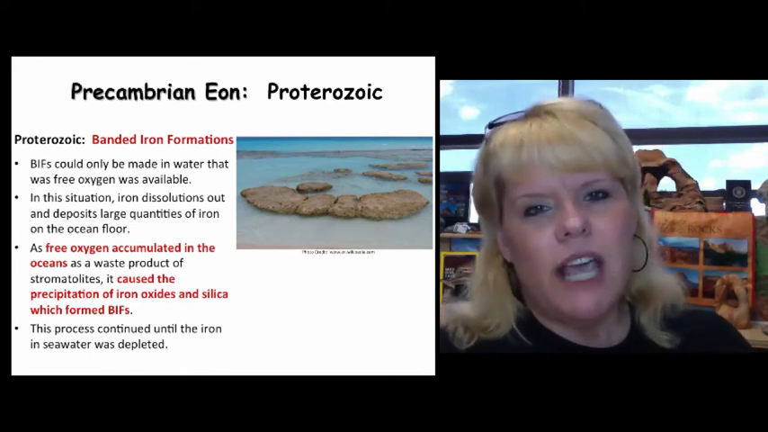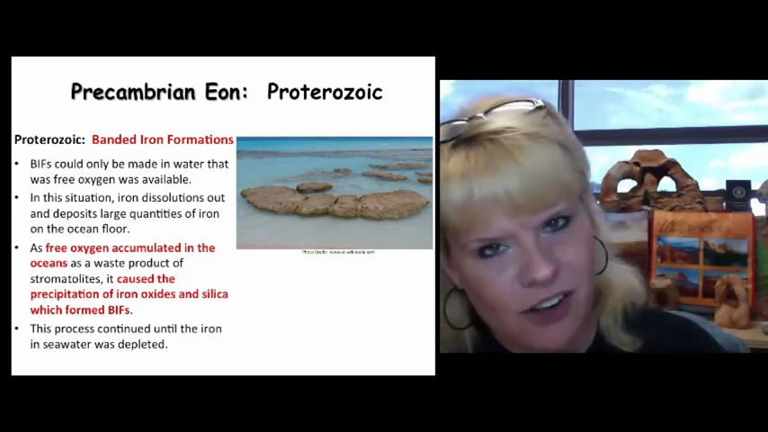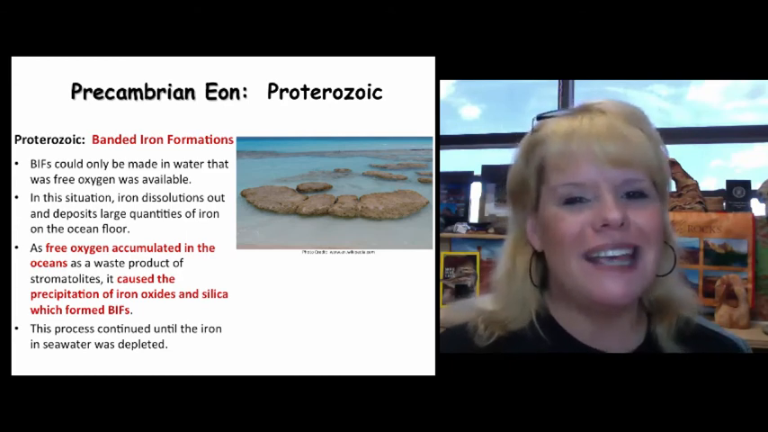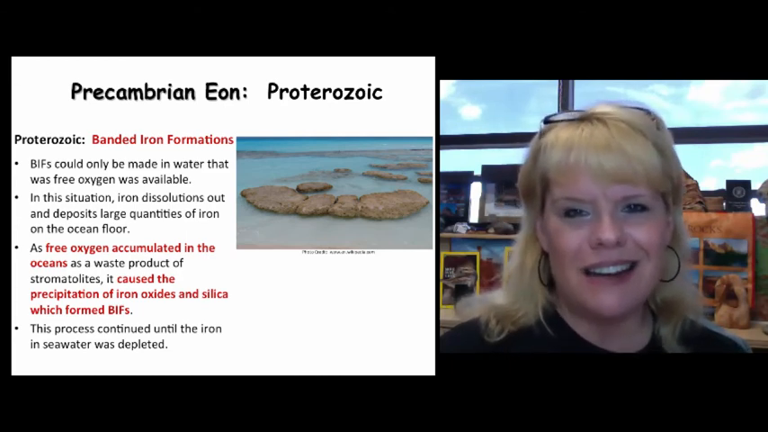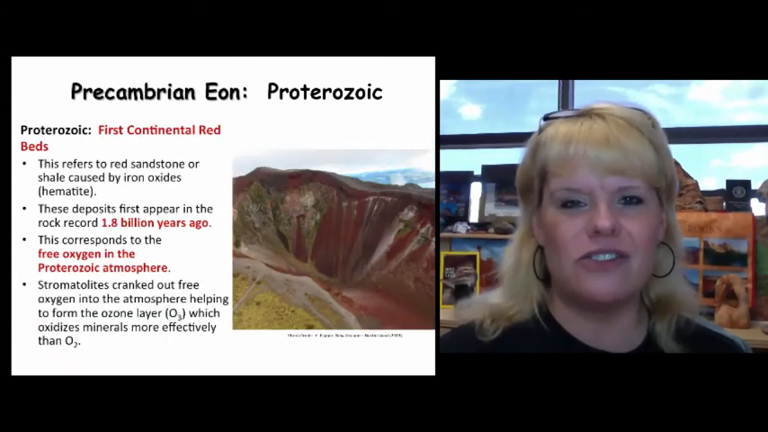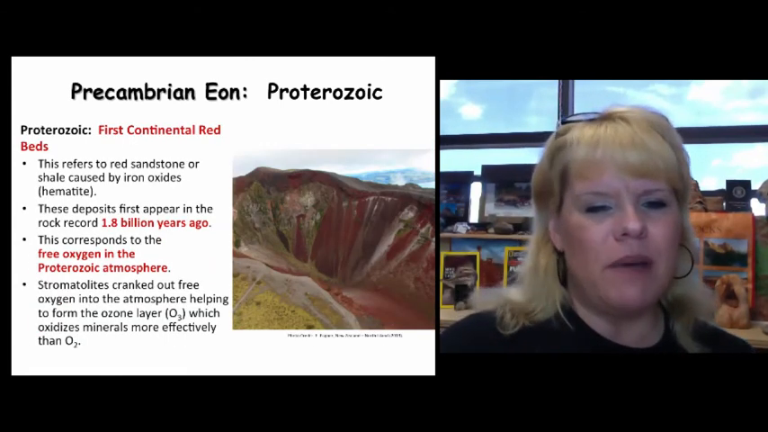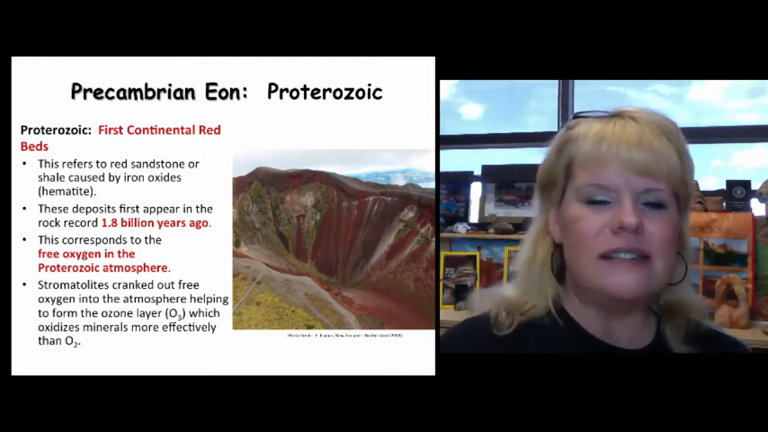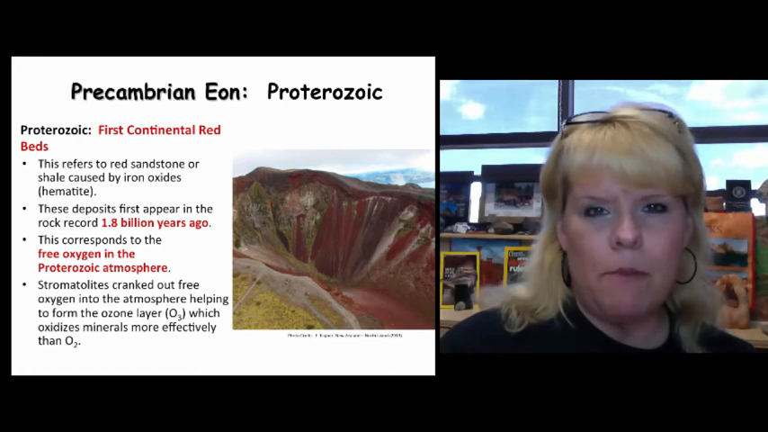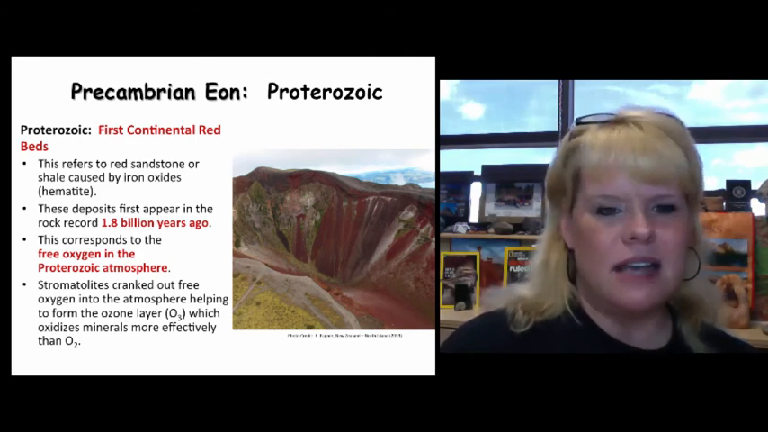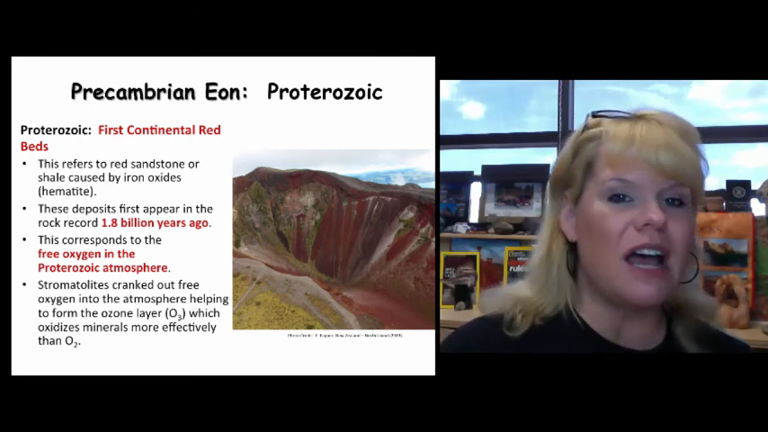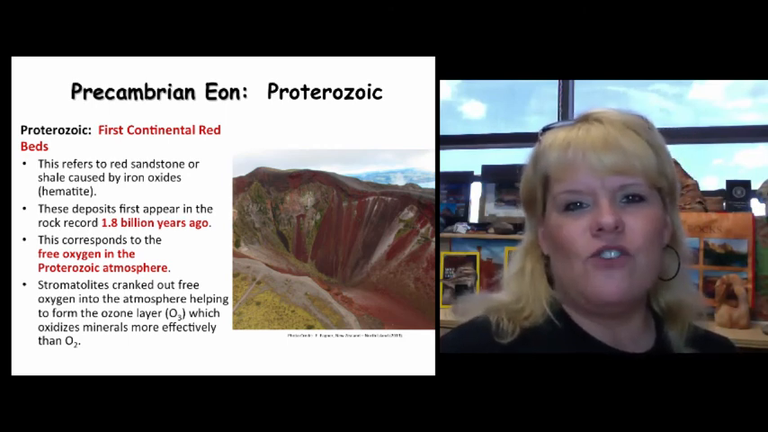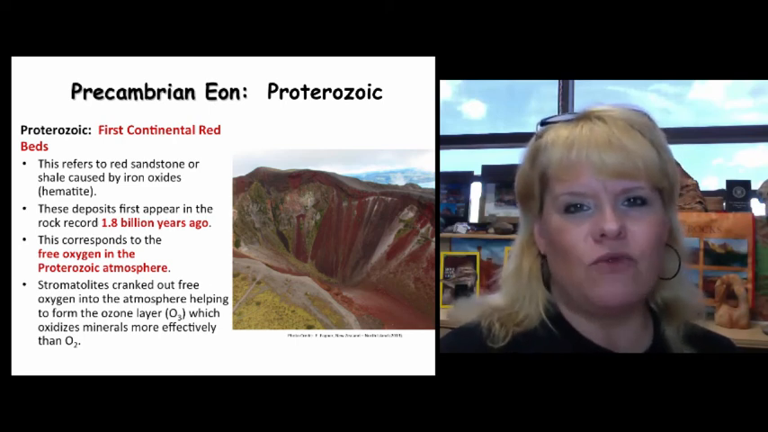So bottom line is we can't go turn the clock back and make more iron. What we got is what we got from the Paleoproterozoic and the Archean. And keep in mind the Paleoproterozoic gives us 92% of all of that iron. The first continental red beds are the first sandstones or shales that were caused by iron oxidation. And these deposits appear 1.8 billion years ago. Excellent test question, because that marks the time that we know the atmosphere had free oxygen enough to rust rocks.